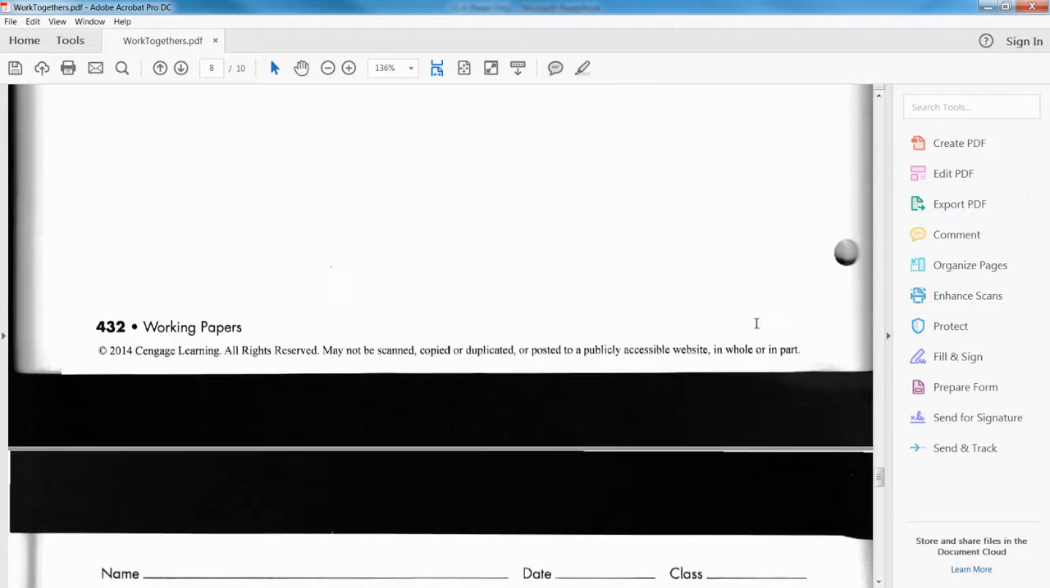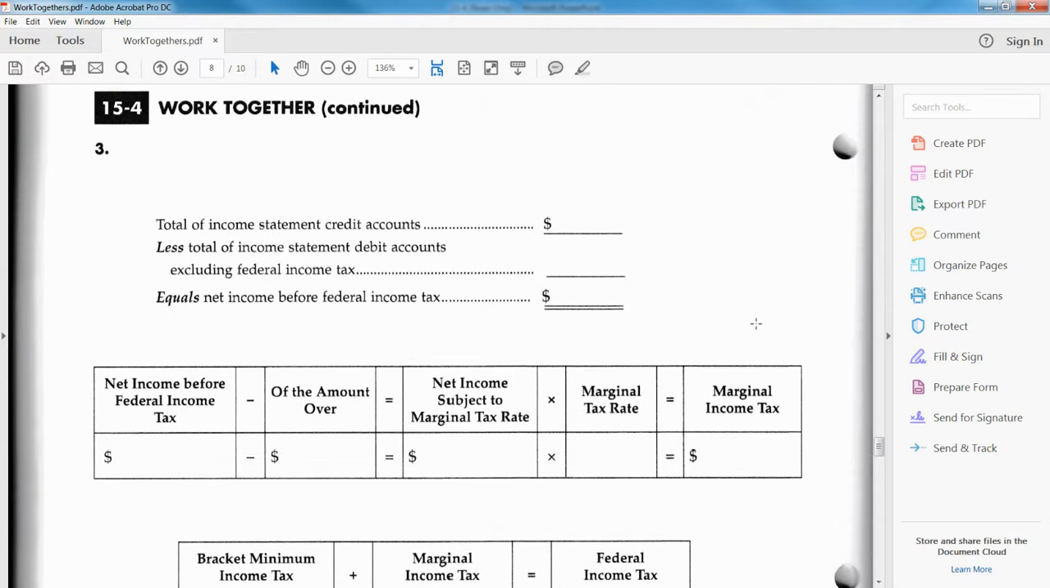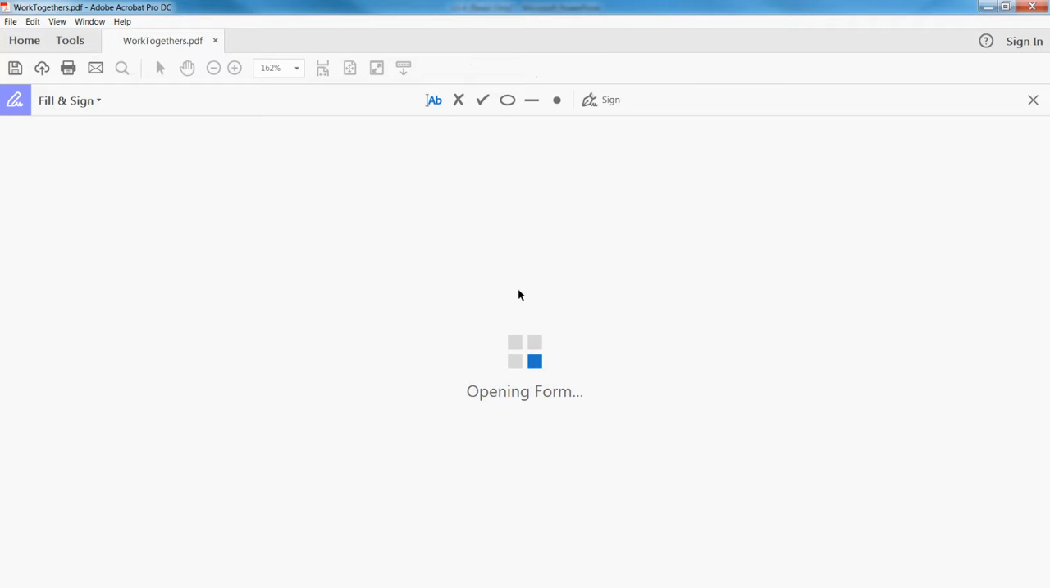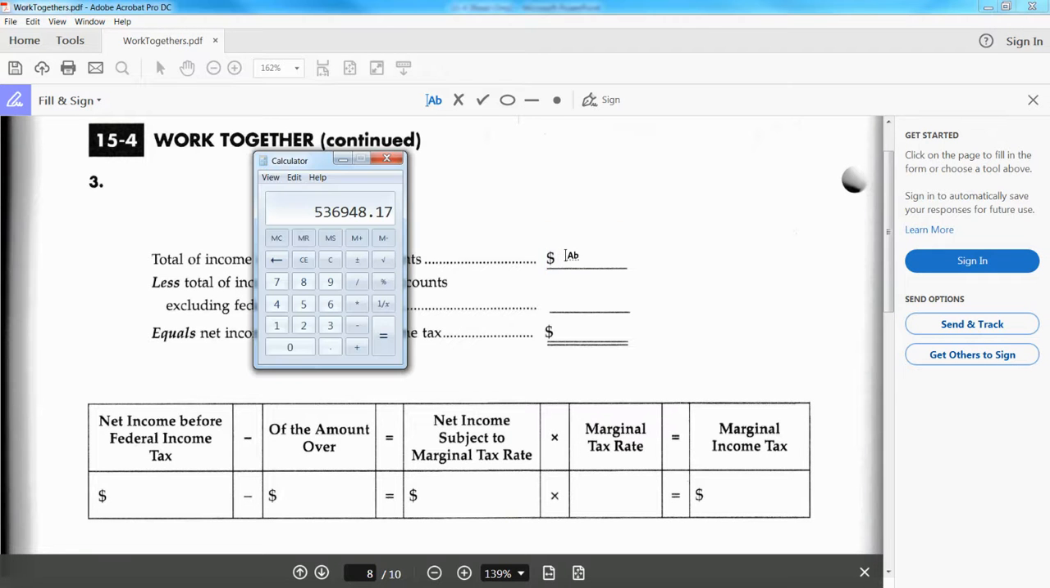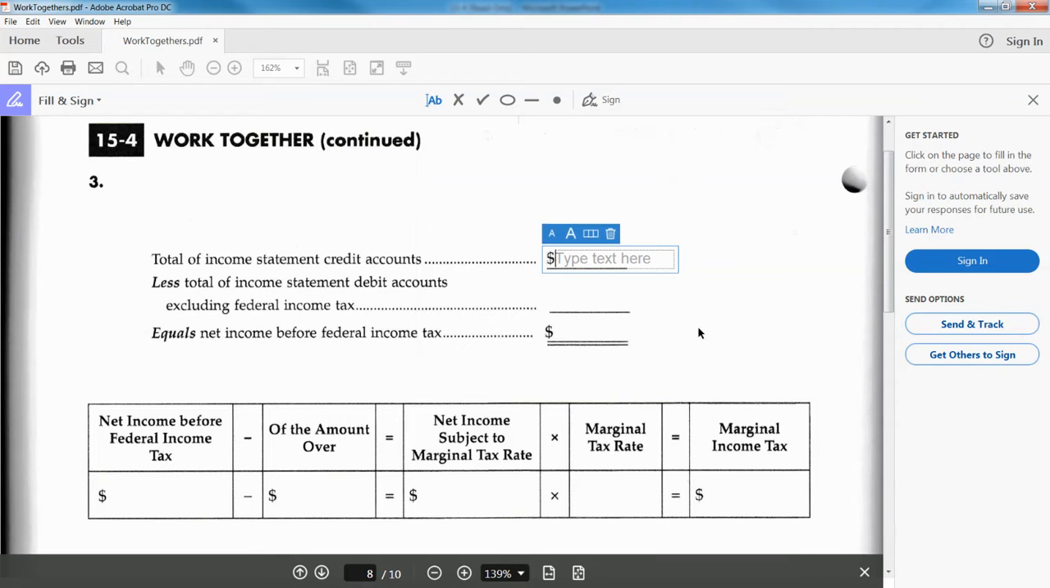So we have to go back to page 432 and we have to enter that amount. So get my calculator again. It was 536,948.